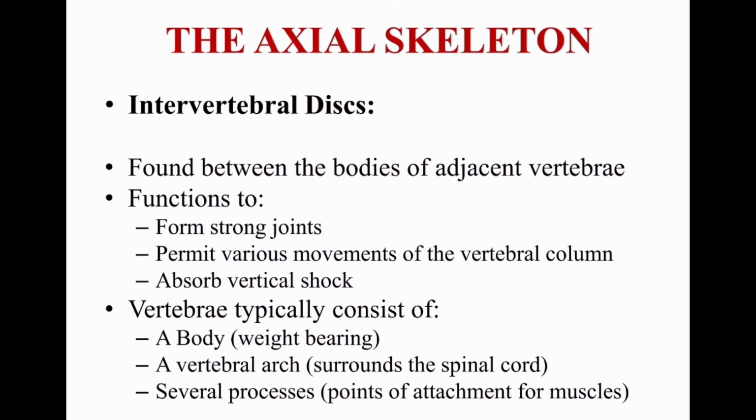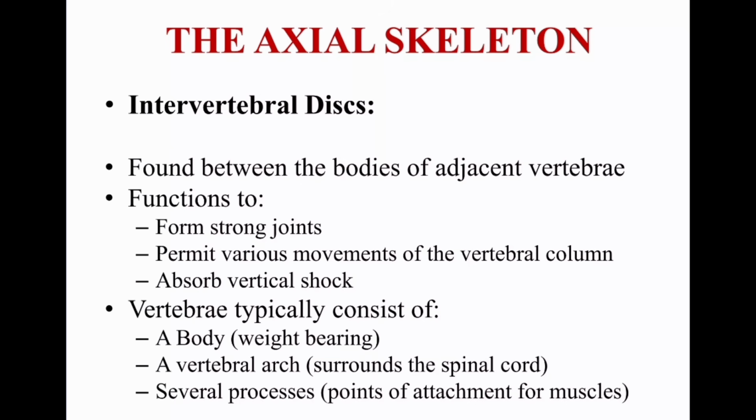Next is the intervertebral disc, found between the bodies of adjacent vertebrae. They form strong joints and permit various movements of the vertebral column. The intervertebral discs help with this movement and absorb vertical shocks.